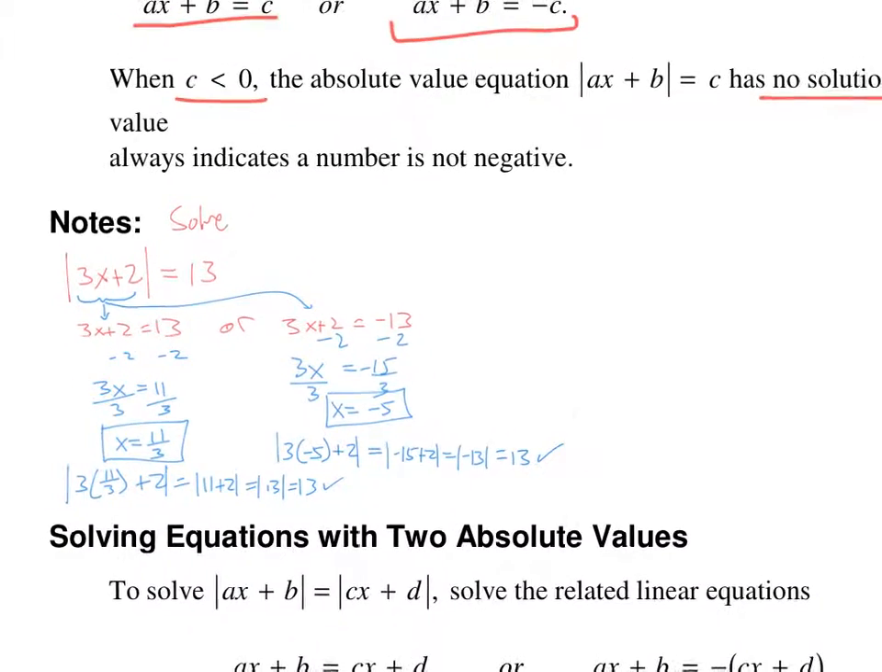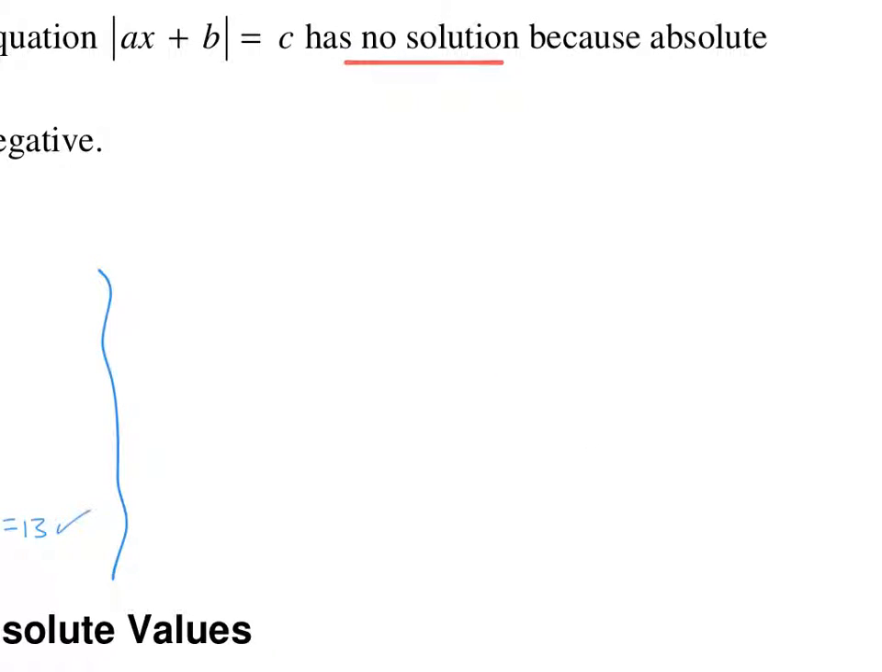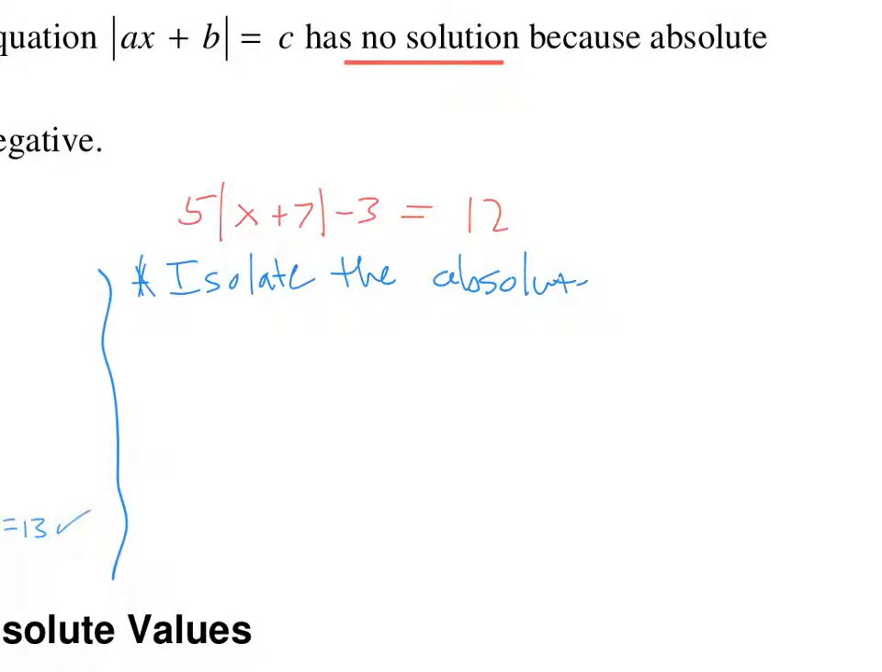Okay, let's try one more. What if we have an equation like this? 5 times the absolute value of x plus 7, minus 3 equals 12. Well, this one we actually have to do something first. We need to isolate the absolute value, meaning we need to get this absolute value part all by itself. Got to get all this other stuff out of there. Don't try writing two equations yet.